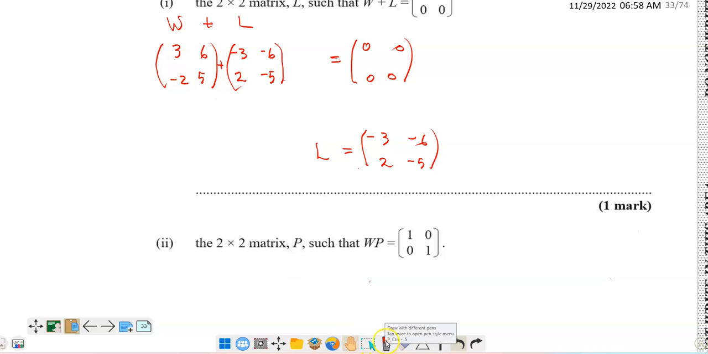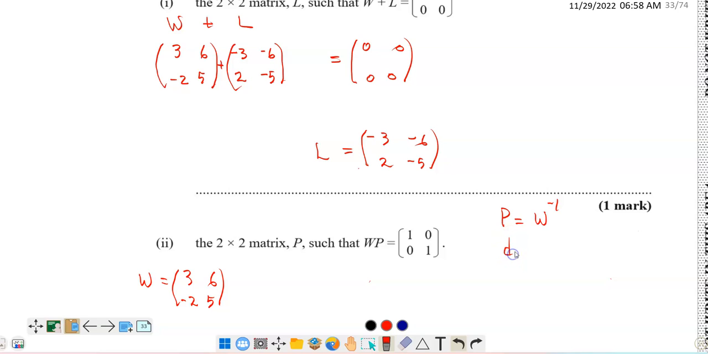So we have the matrix W as 3, 6, minus 2, 5. So the matrix P should be the inverse of W. So P, let's write that down. P equals the inverse of W. P equals W inverse. And how do we find the inverse of a matrix? Well, we're going to have to find the determinant of W, and then we're going to do some more things. So first thing is to find the determinant of W.